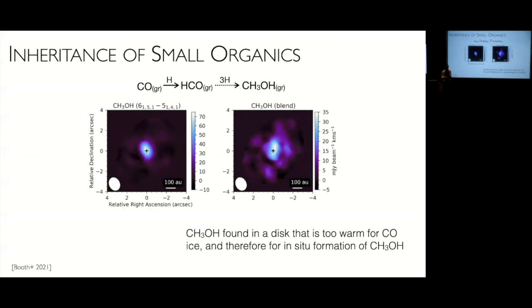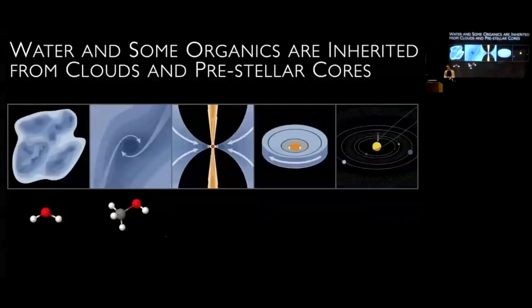So methanol forms from CO ice, and CO ice sublimates when you're at roughly 20 to 25 Kelvin, and there's no region in this disk that's cold enough. So the only way to explain this methanol is by having it inherited and then sublimated into the gas phase. So we have good reason to think that both simple organics and a lot of these other small volatiles form early on and then survive and are present where planets are forming in disks.